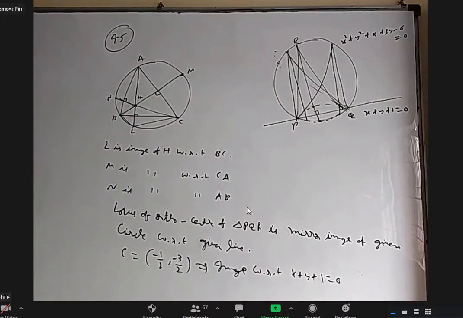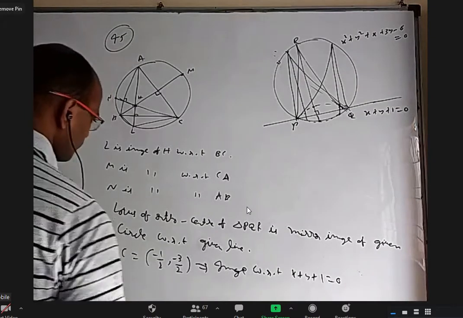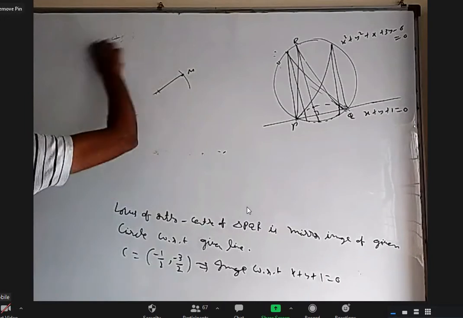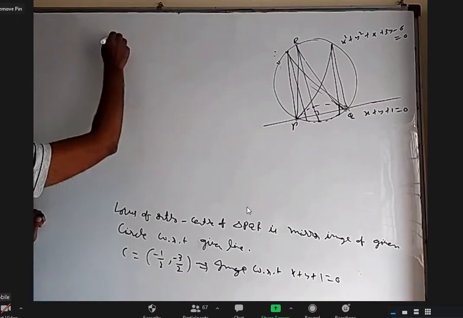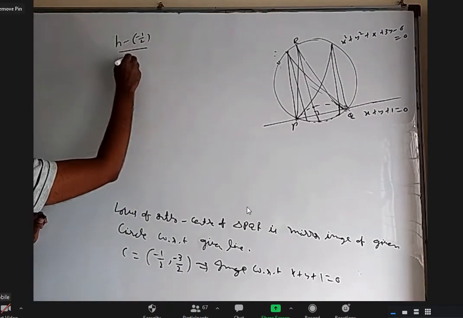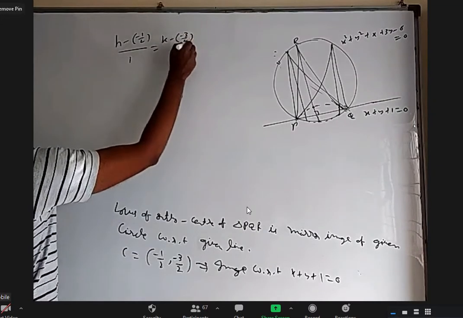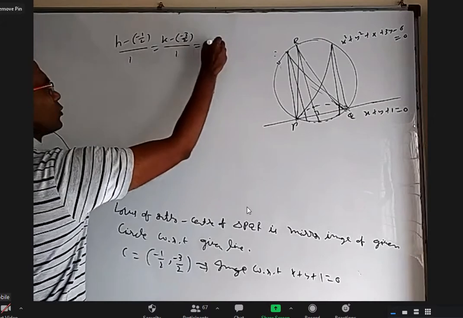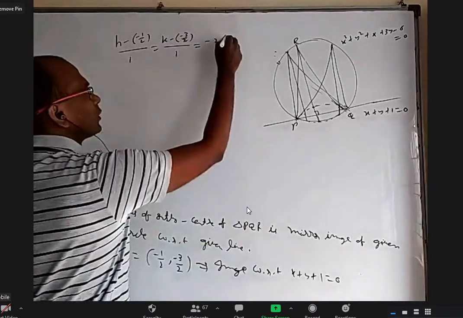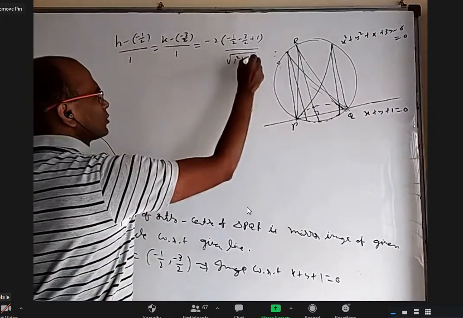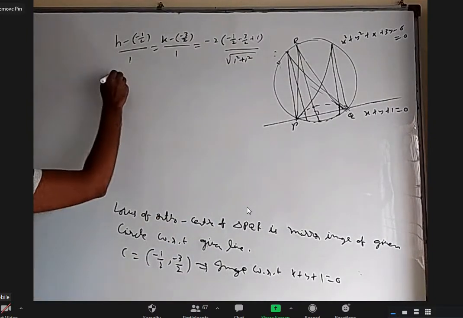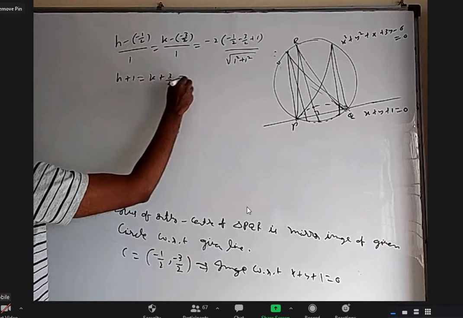Okay, I'm going to erase some other part. I want to use the image formula here: h minus x1 by a, k minus y1 by b equal to minus 2 times, you have to substitute this point here, minus 1 by 2, minus 3 by 2, plus 1, by root of a square plus b square, root over 1 square plus 1 square. h plus 1/2, k plus 3 by 2.